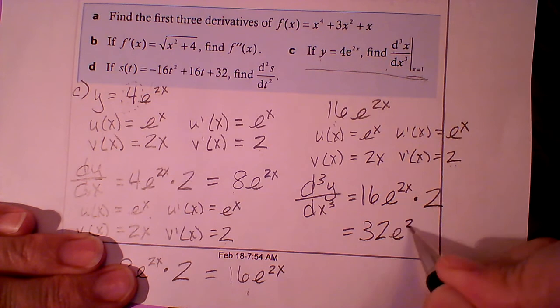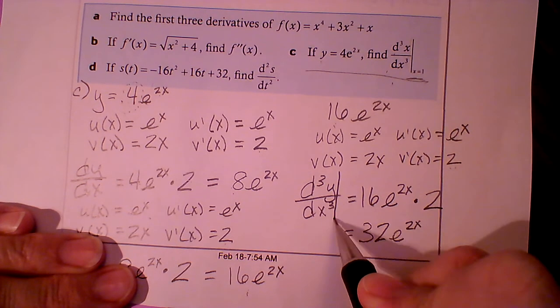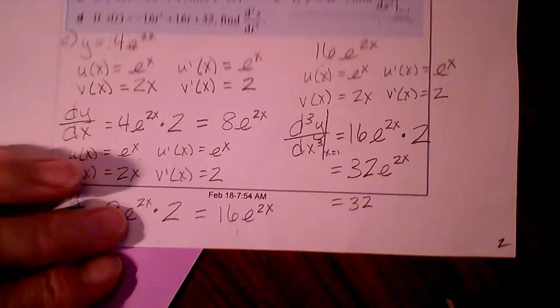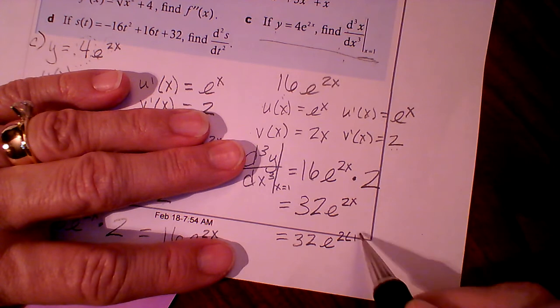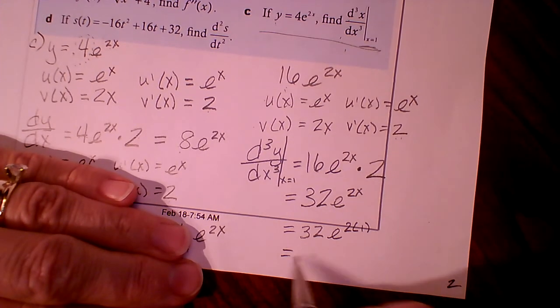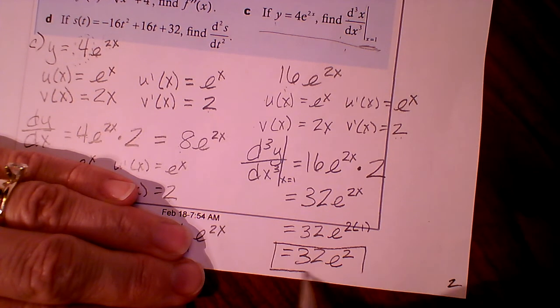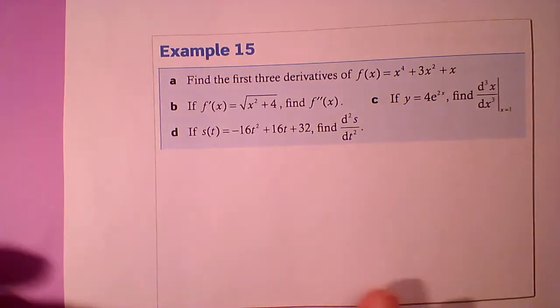Now, let's look back at the question. It was asking us to evaluate this, we put this long line here, when x equals 1. So now we're going to evaluate this. 32 times e to the 2, and we replace x with 1. So our answer is 32 e squared. We don't need to calculate what e squared is. That is our third derivative. All right. And the last one is a piece of cake.